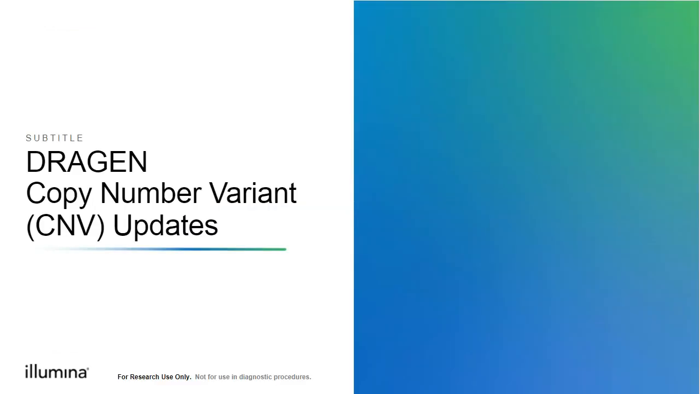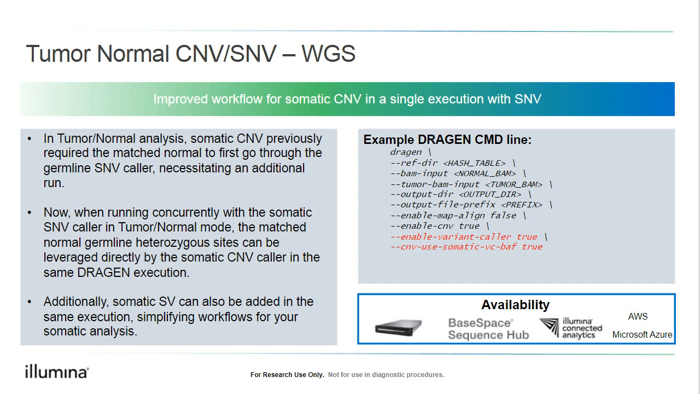Okay, now we're going to talk about all the updates that we have made to our existing pipelines. We will talk a little bit about the update that we have done on the CNV pipeline. If you are running the tumor-normal CNV pipeline with small variant calling, we now have an improved workflow where you can do this in a single execution.